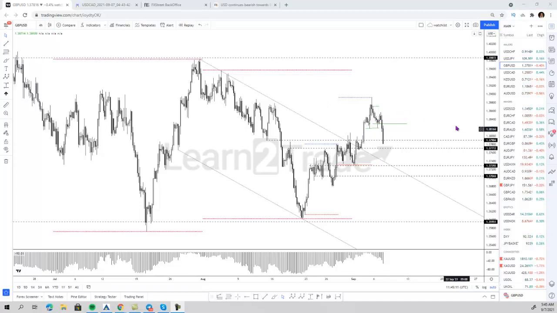Right, so the GBPUSD, pretty funny how it's trading at the moment. Why do I say that? Because what we are looking at here is a possible breakout and retest of this massive level.